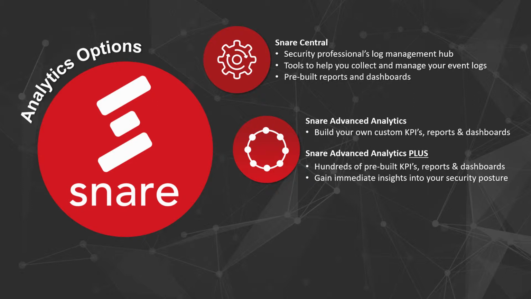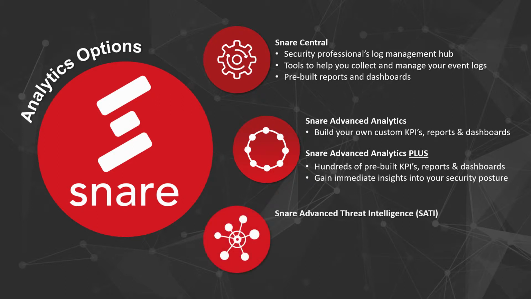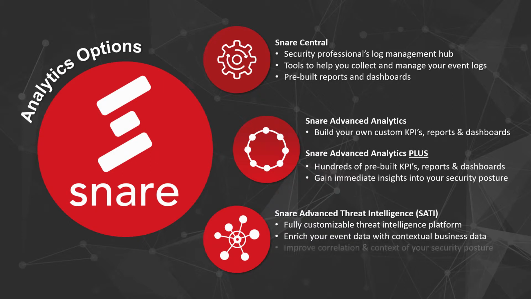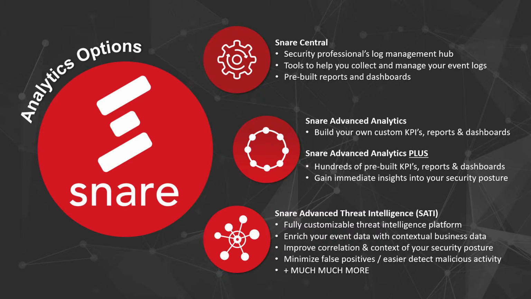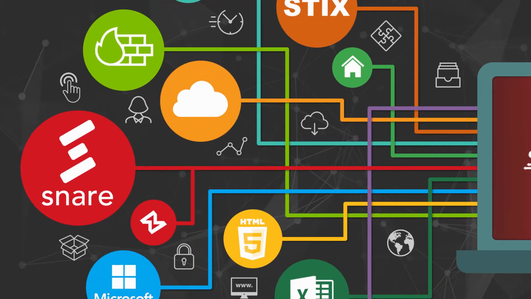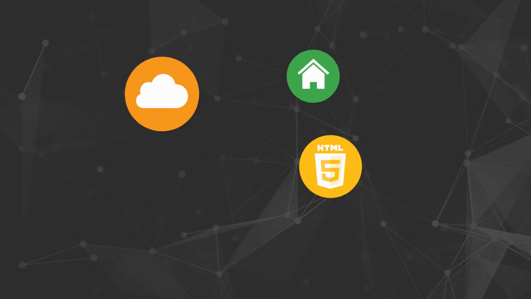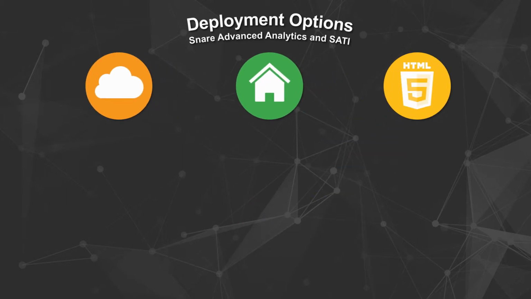But then the best option that everyone these days is talking about is Snare Advanced Threat Intelligence, or SATI. This is a fully customizable threat intelligence platform. It enables you to enrich your event data with contextual business data. Now, this improves the correlation and context of your security posture and ultimately minimizes false positives and makes it easier to detect malicious user activity. Plus, much more. So you may be thinking, what are the deployment options for Snare Advanced Analytics and Threat Intelligence?